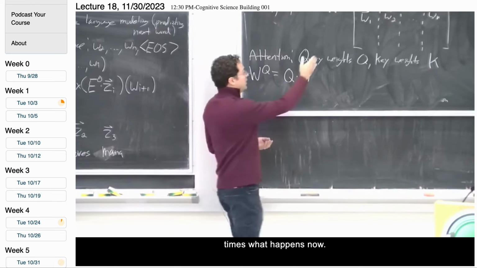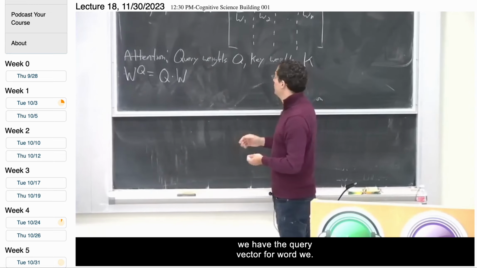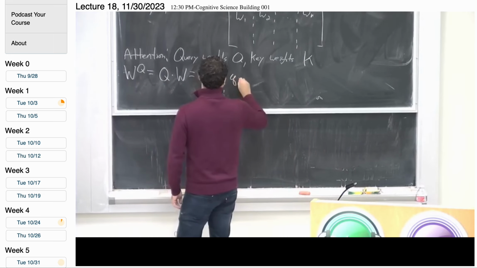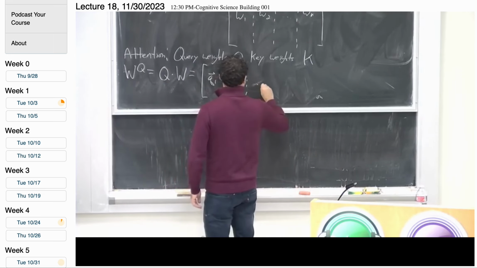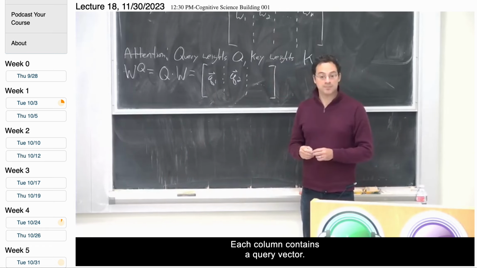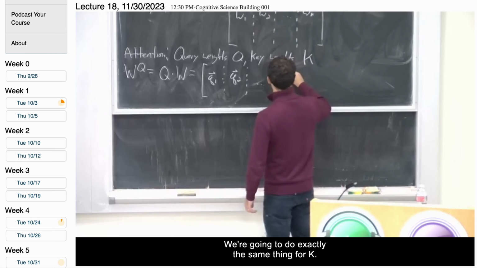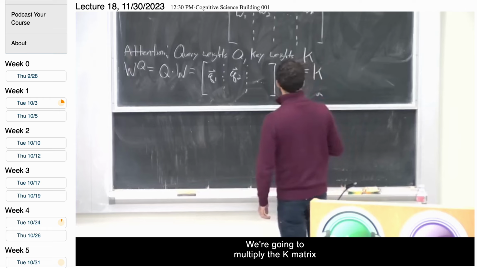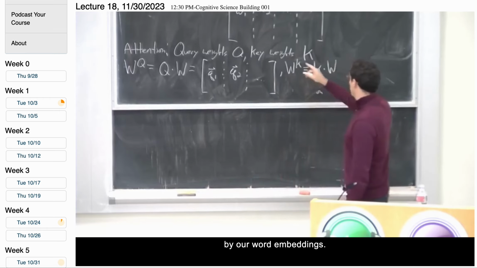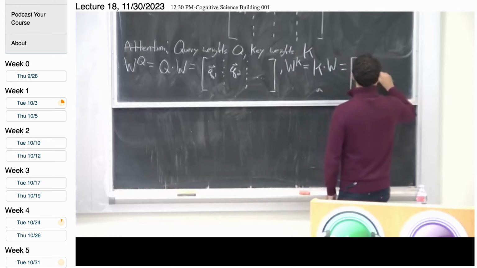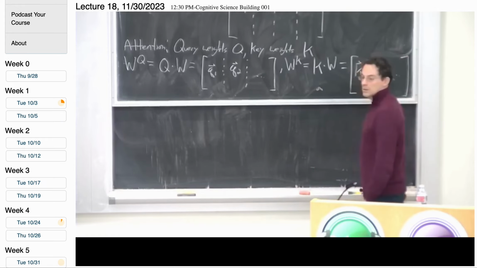Now, in the first column of this new matrix, we have the query vector for word 1. In the second column, we have the query vector for word 2. So each column contains a query vector. We're going to do exactly the same thing for K. We multiply the K matrix by W, our word embeddings, and that gives us a key vector in each column.